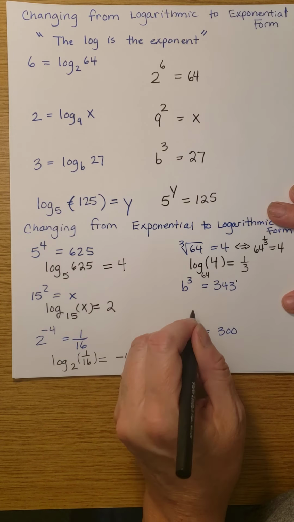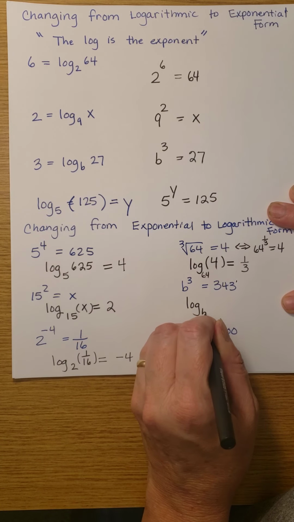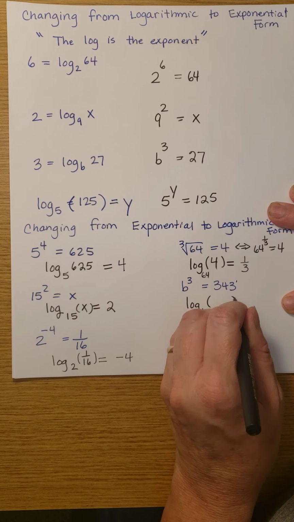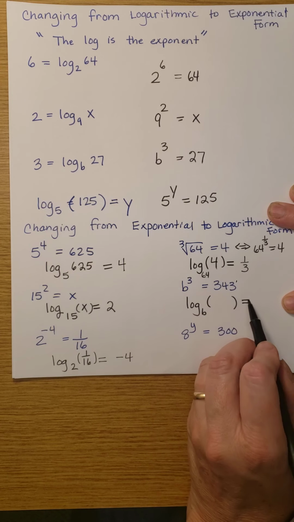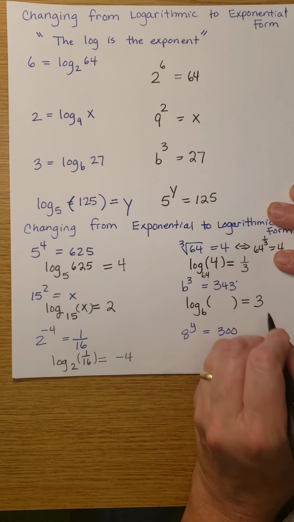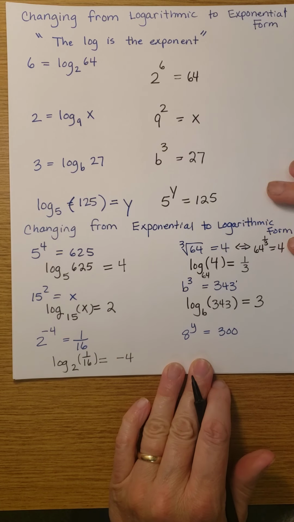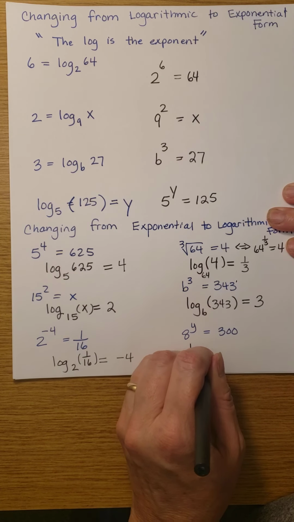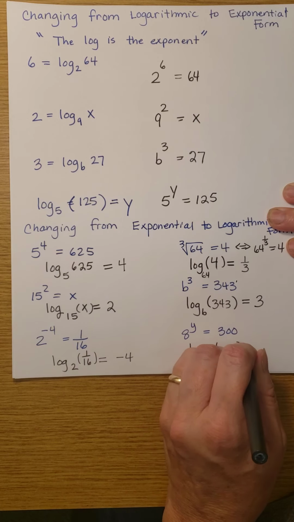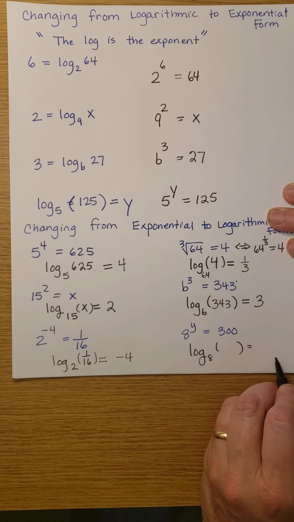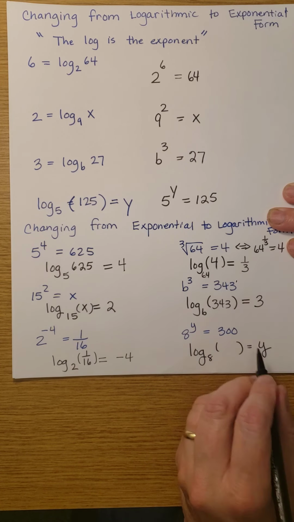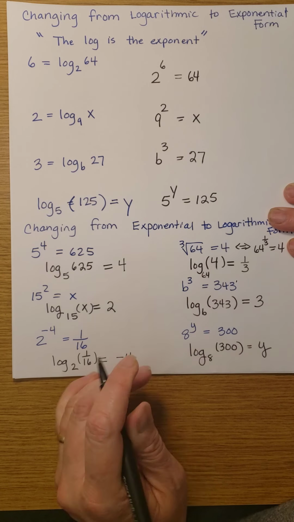Here we have the base on the bottom. So log base b is, the log is the exponent. The exponent is 3, and this number is left. Finally, the base is on the bottom, and the log is the exponent. So that's y, and 300 is left over. That goes in there.